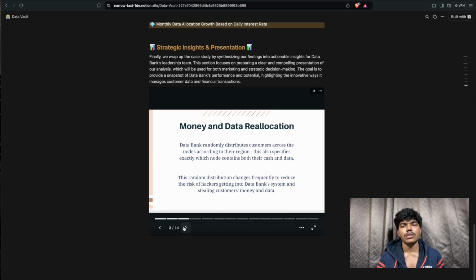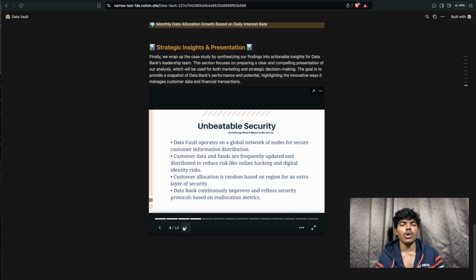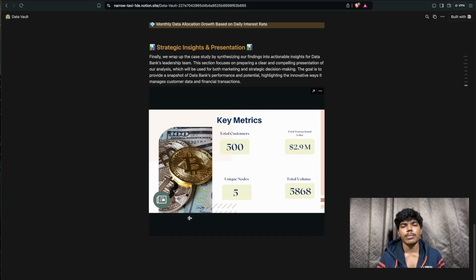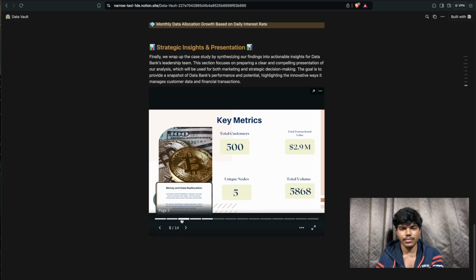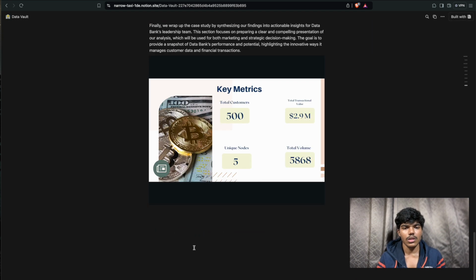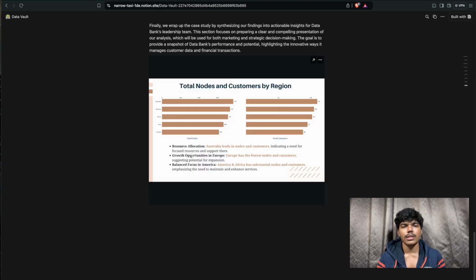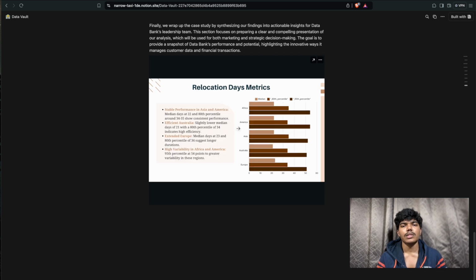Here we have the introduction, what the project is actually about. It is mainly about money and data relocation, and what Data Vault is trying to achieve. Our main aim is to gather unbeatable security by adding an extra amount of data as well. We have listed that, and then the key metrics that we have found, and then the notes by customer regions data, and then the relocation data metrics.